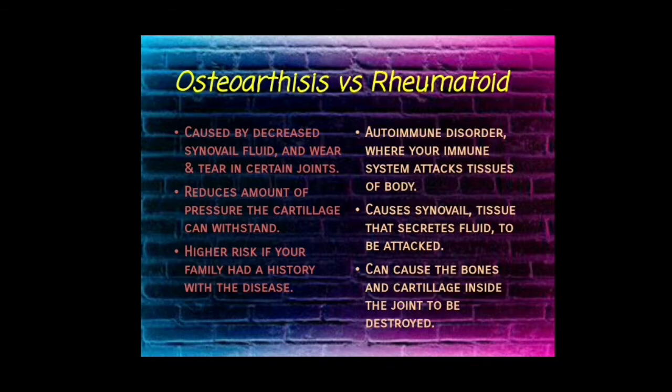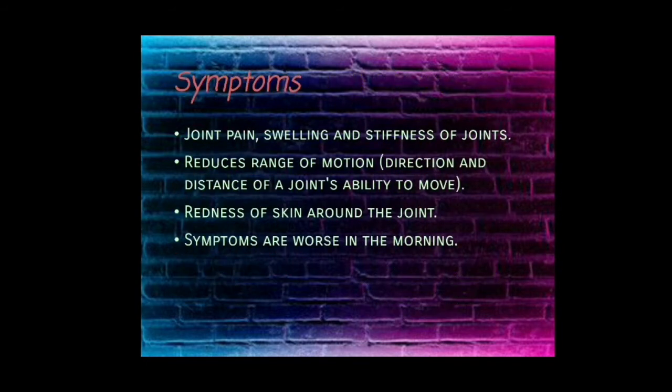Rheumatoid arthritis can cause the bones and cartilage inside the joint to be destroyed if left unchecked. The symptoms of arthritis include joint pain, swelling, and stiffness of joints, and reduction of your range of motion, which is the direction and distance of a joint's ability to move. This will cause you to have difficulty in moving, even when walking only. Next is the redness of skin around the affected joint.